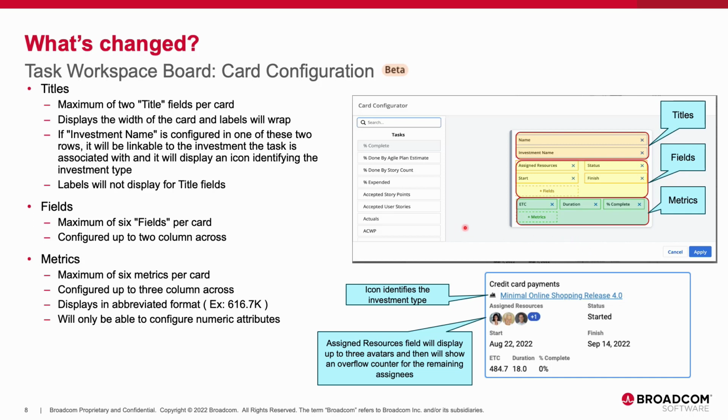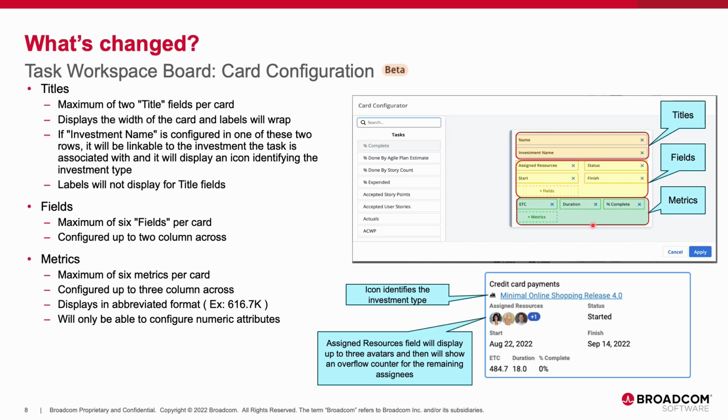By default, the labels will not display for the titles. And you also have the field section. There's a maximum of 6 fields per card, 2 columns across. And just like the titles, you're able to drag and drop those fields from this section over into the field section. And with the metrics, you have a maximum of 6 metrics per card, and then it's 3 columns across for the metrics.